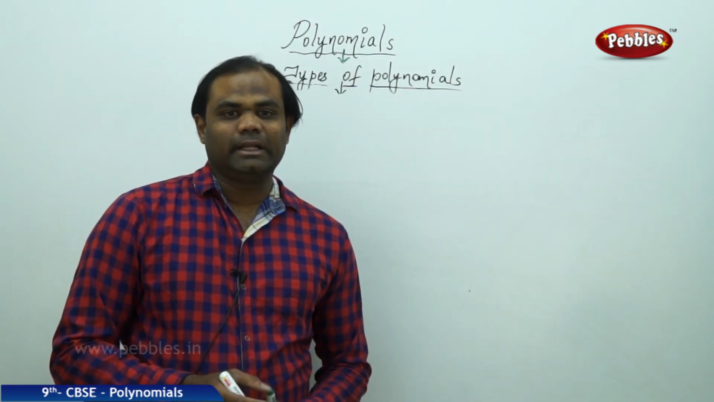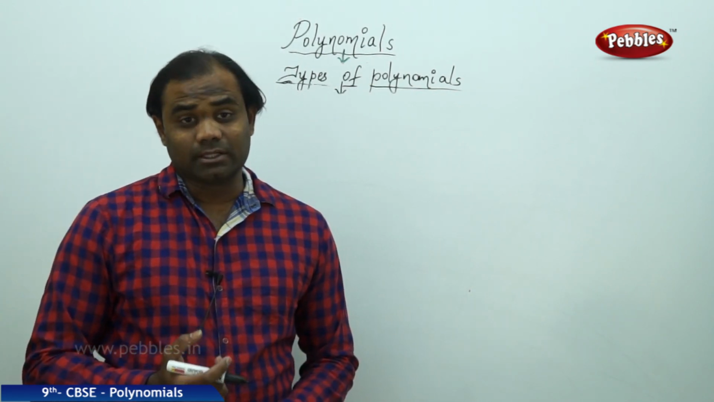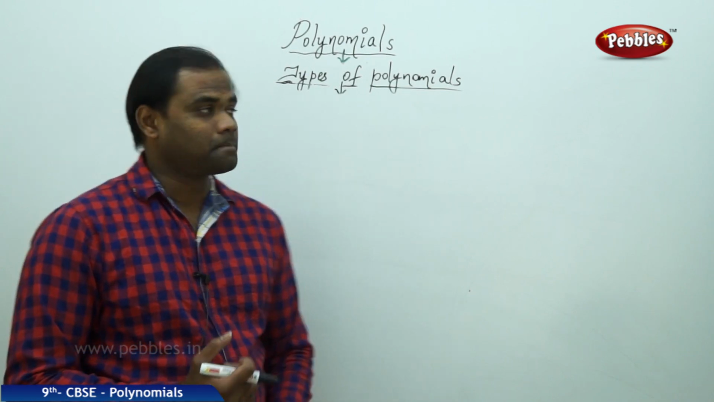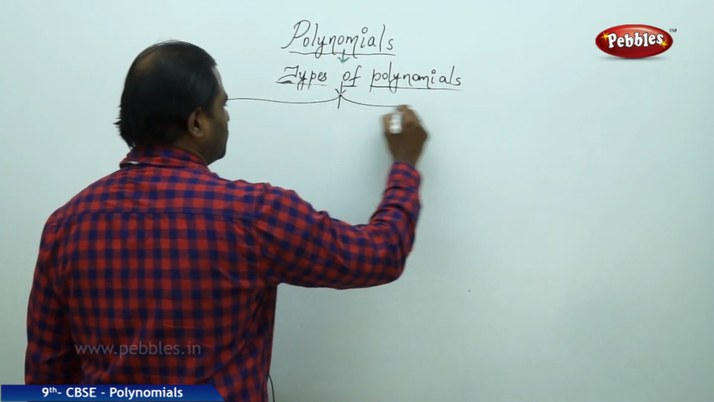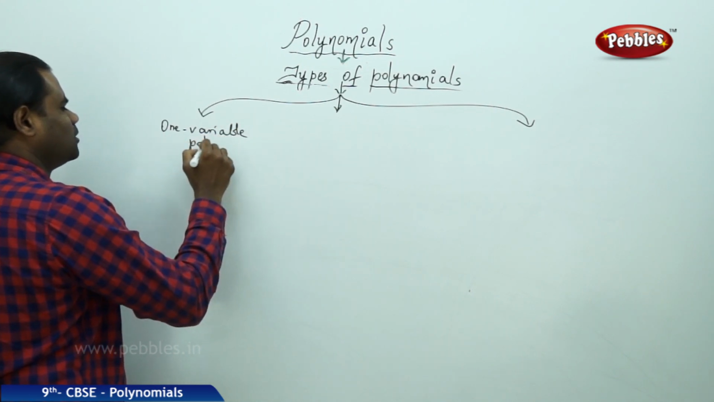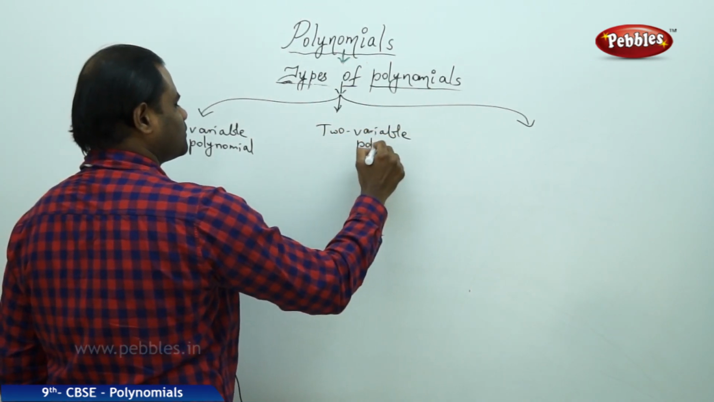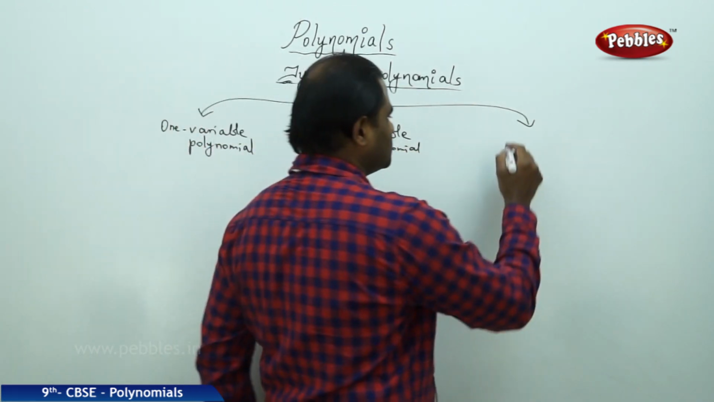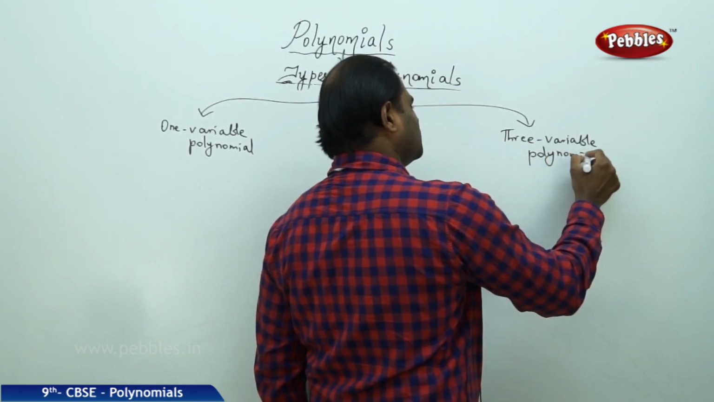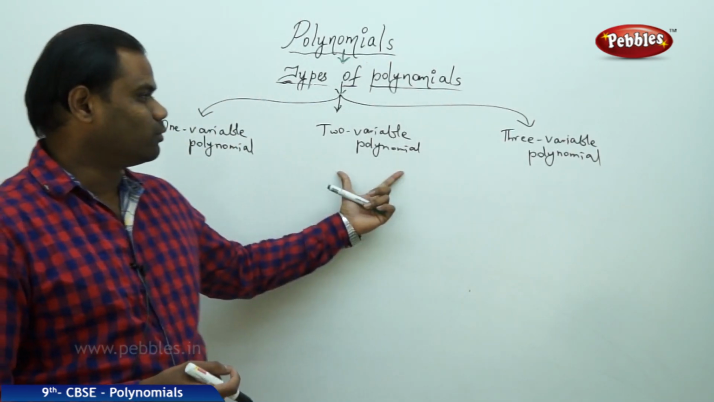Next, let's discuss the types of polynomials in one variable, two variables, and three variables. In order to discuss that, let's classify the types of polynomials into three types. The first one is one variable polynomial. The second is two variable polynomial, and the third is three variable polynomial. So let's see each of the classifications of the types of polynomials: one variable, two variable, and three variable.